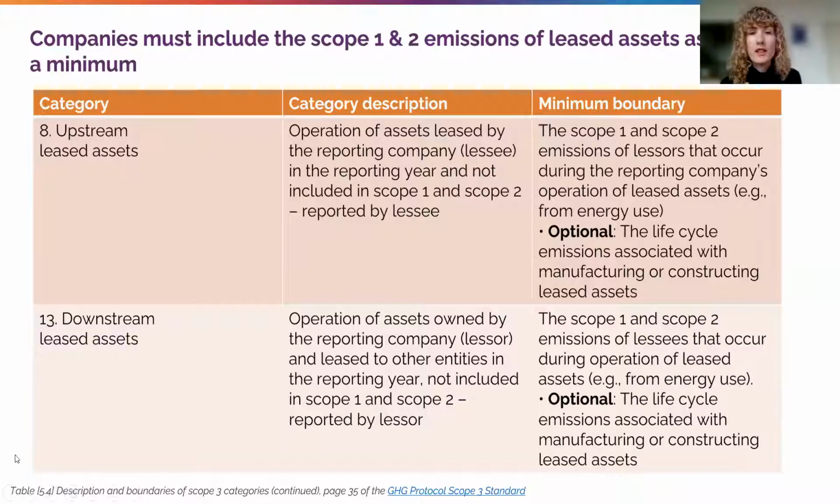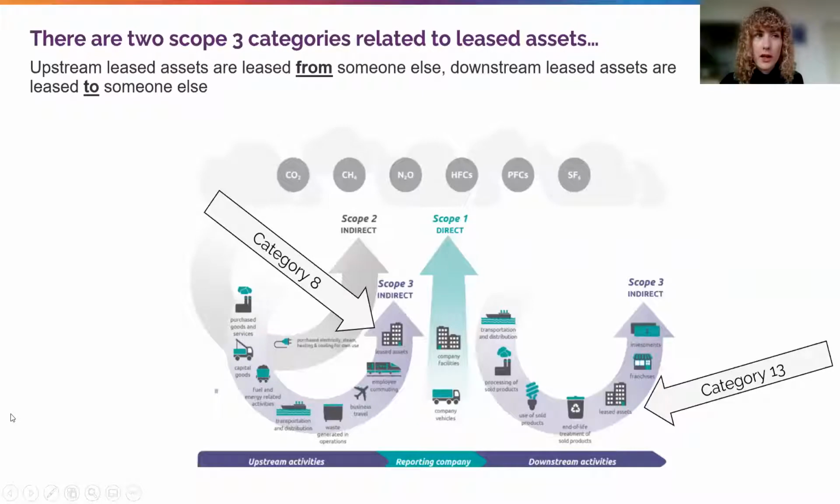And I'm going to go on to the next slide because I think this visualization actually helps to explain it rather than words. So as I've just pointed out, category 8 upstream is when the reporting company is the lessee, and category 13 downstream is when the reporting company is the lessor. So upstream leased assets are leased from someone, downstream leased assets are leased to someone.